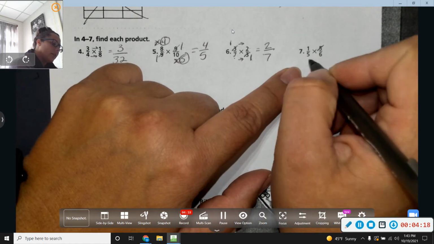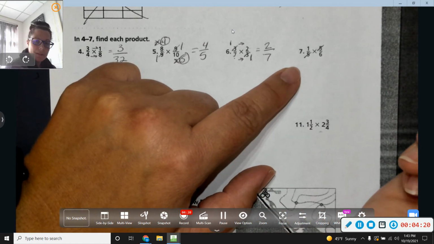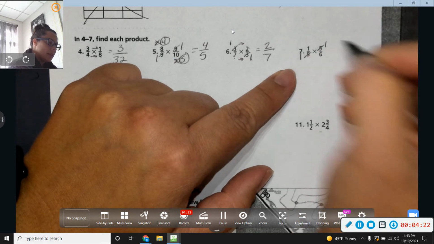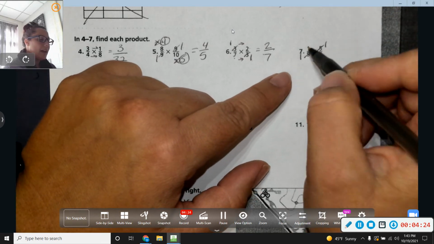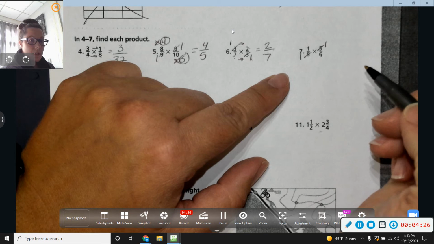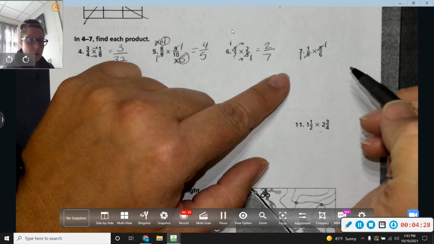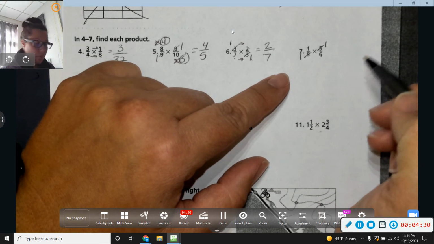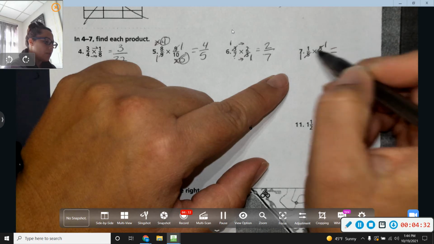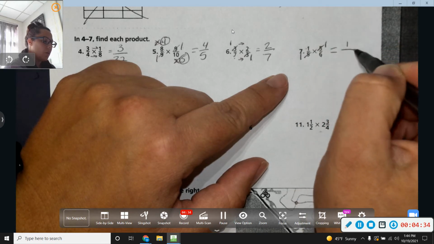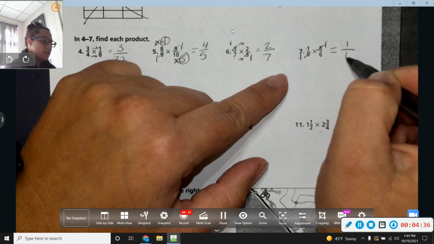This lovely thing happened again. My 5's are the same. I replace them with 1's. I cannot reduce 1 and 6 any further because 1 is as low as we want to go. Okay? So now I can just multiply. 1 times 1 is 1. 1 times 6 is 6.